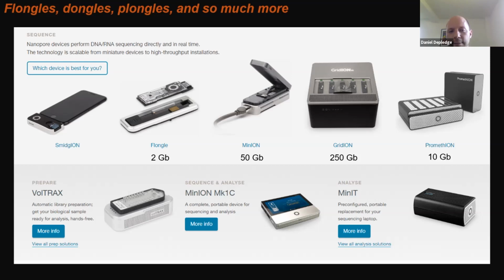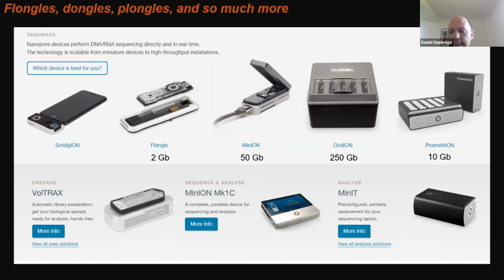Then they also have other interesting features such as VolTRAX, an automated library preparation system, which is particularly useful if you're working in the field somewhere or in a non-sterile setting. They have the MinION Mk1C, which is basically a computer with a MinION device built in, so you don't need another computer to plug things into. And then they also have something called the Mintie, a very small sequencing laptop, which you could also plug your device into. So all of these have become very popular and get used in all sorts of different ways.